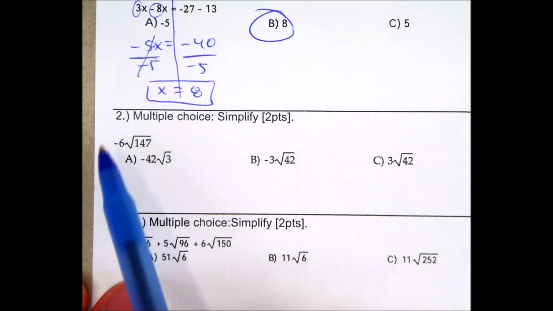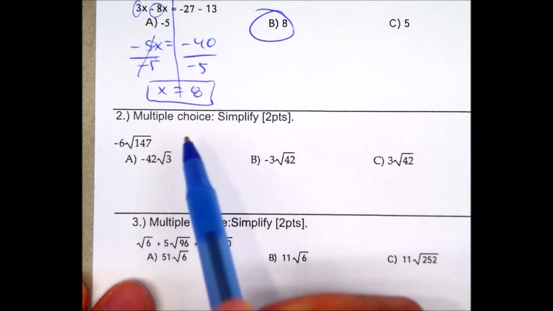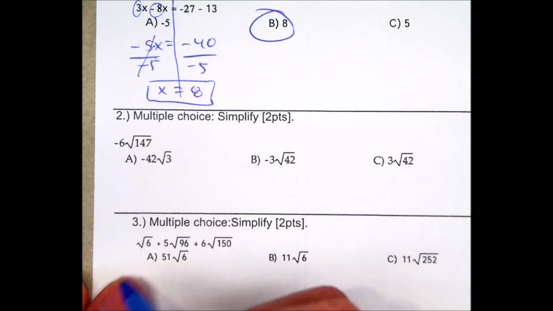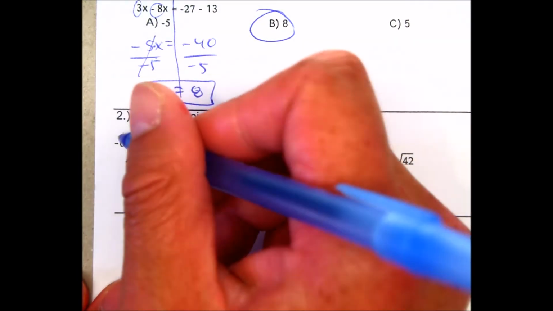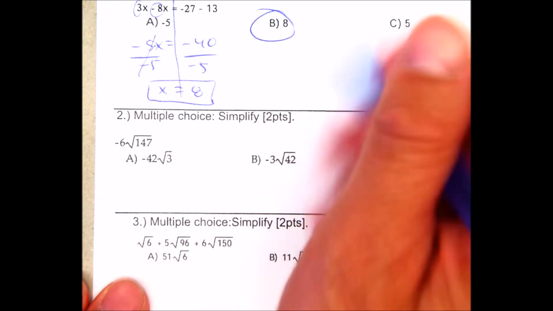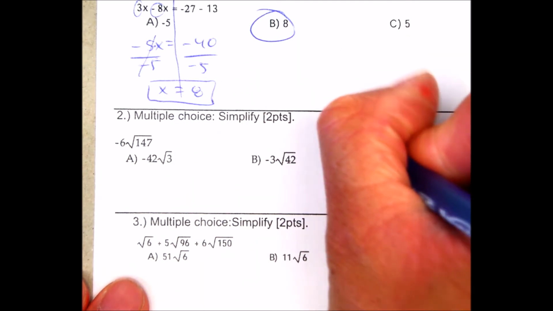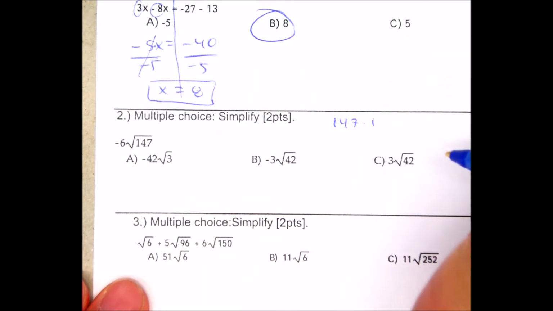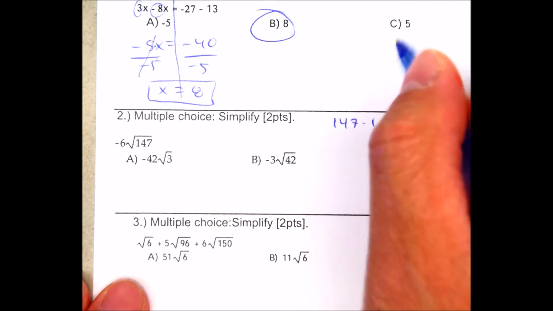Question number 2, this should be a familiar question. If you guys recognize from this test, I've taken several questions from your quizzes, last year's tests. I have negative 6 times the square root of 147. So what I'm going to do is I'm first going to write out all the factors of 147. Two numbers that multiply to be 147.